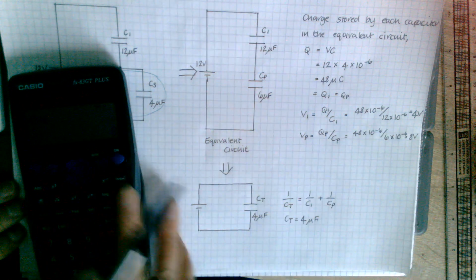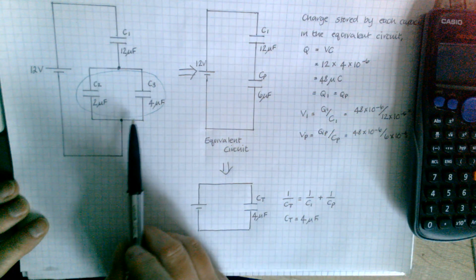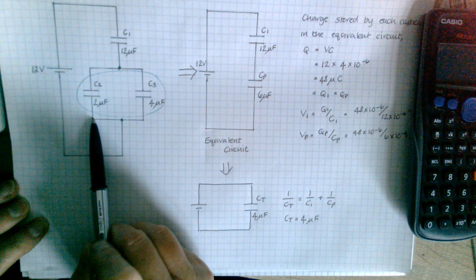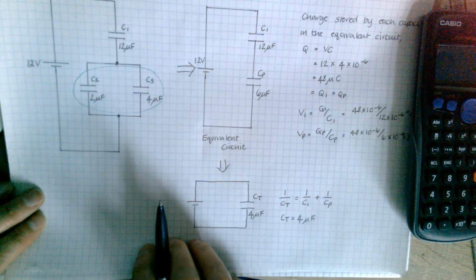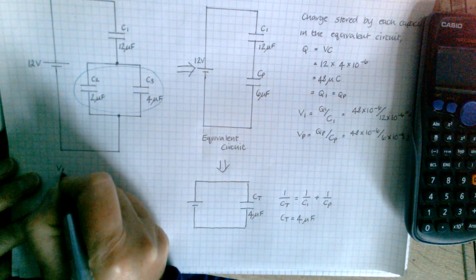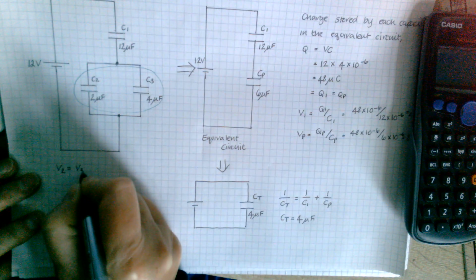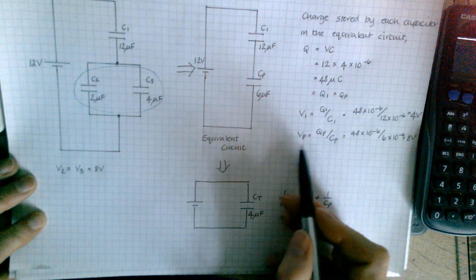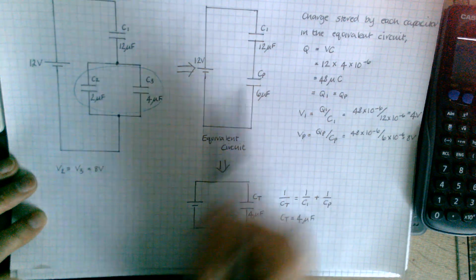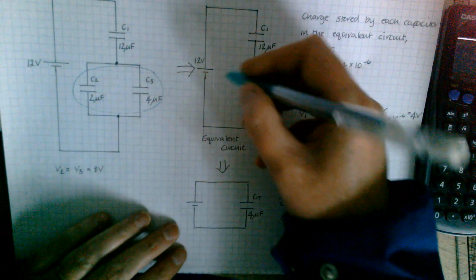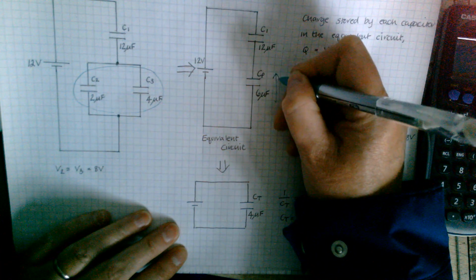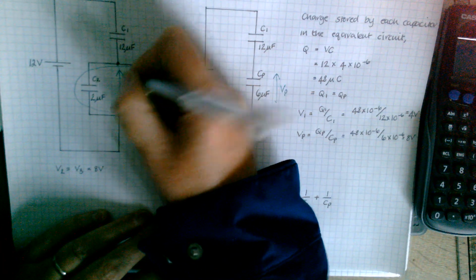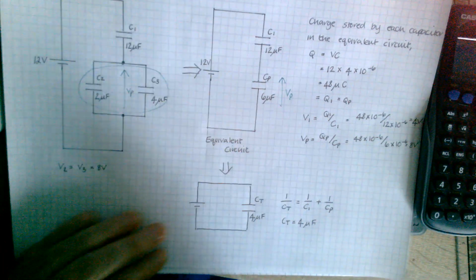So if we know it's 8 here, then going back and looking at our original circuit here, we know the voltage across C2 is going to be 8 volts. The voltage across C3 is going to be 8 volts. So V2 equals V3 equals that 8 volts. And that 8 volts has come from this VP over here, so from this equivalent circuit. So I've taken the voltage across here over to be the voltage across here. They're the same.